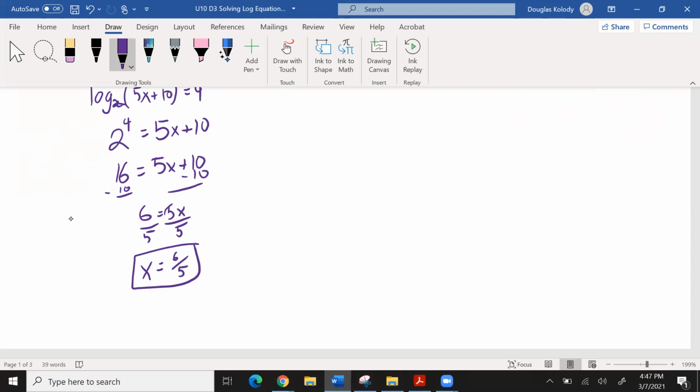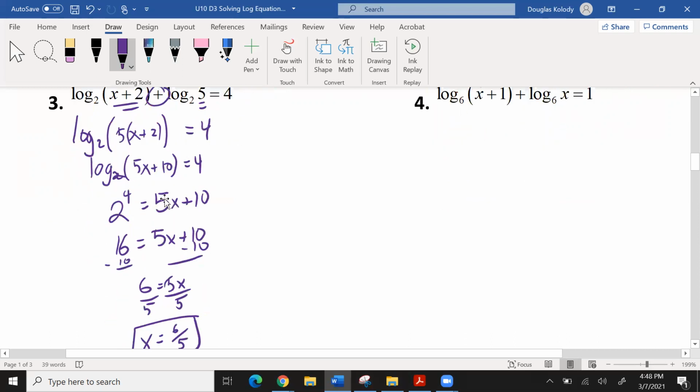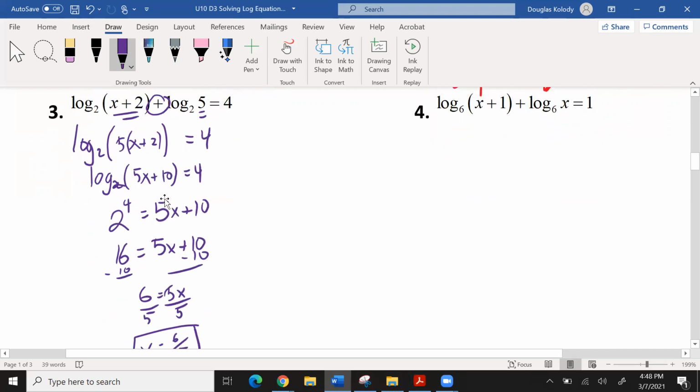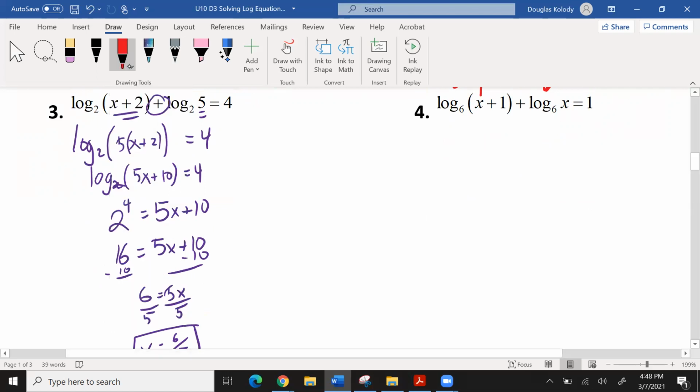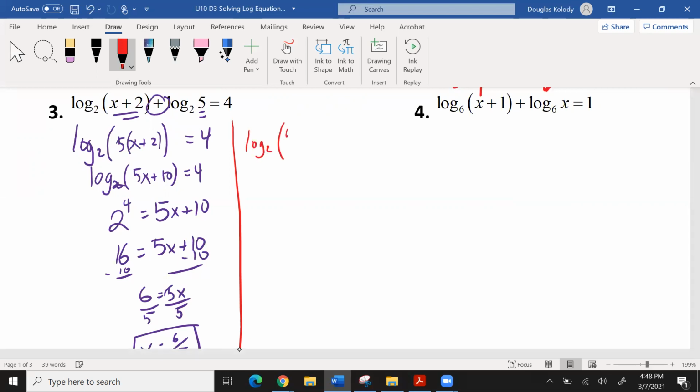I need to check my work, or when I check my work, I need to check my solution. All right, so the only thing I need to check, plug it into in red is the log base 2 of x plus 2. So I'll check right here, log base 2 of 6/5 plus 2. 6/5 is 1 1/5. 1 1/5 plus 2 is going to be 3 1/5.